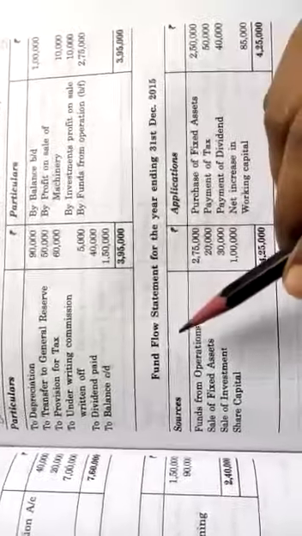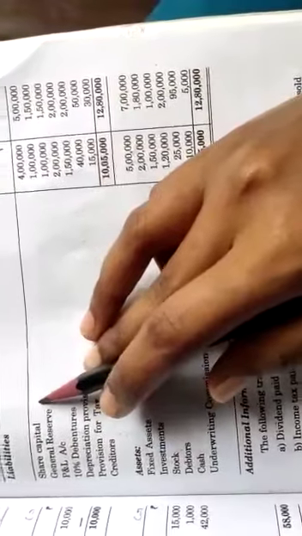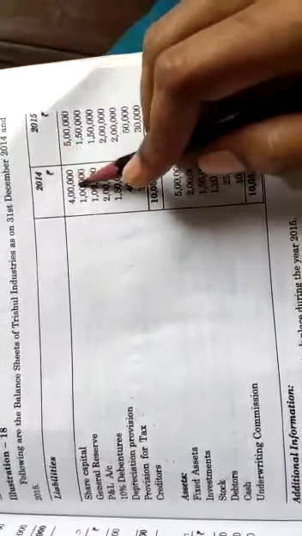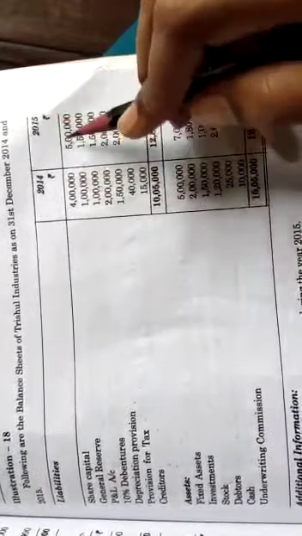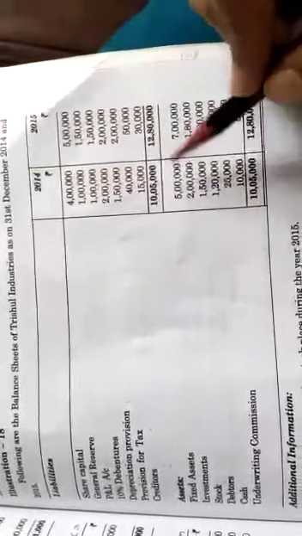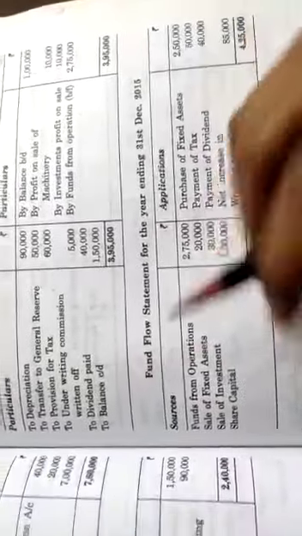So first we'll start from the sources. We'll start from here. So first is the share capital. See here, share capital, it is 4 lakh in 2014 and 5 lakh. So there is an increase in share capital. That means we have issued shares during the year, right? So when we issue the shares, we will get the cash. That is sources of fund or inflow of fund. So what is the difference? 1 lakh. So write that share capital 1 lakh.